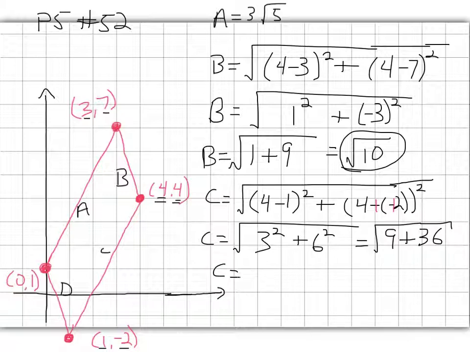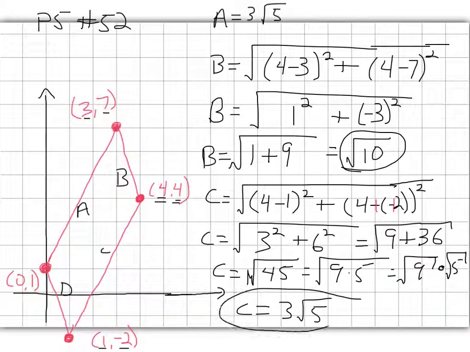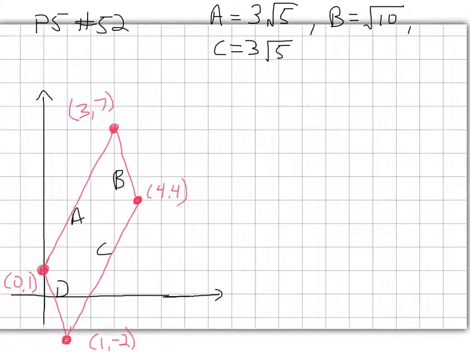So C is equal to the square root of 45. 45 we saw before was 9 times 5, which we can break into the square root of 9 times the square root of 5. Square root of 9 is 3. So C is equal to 3 times the square root of 5. Right, so we only have D left to calculate.